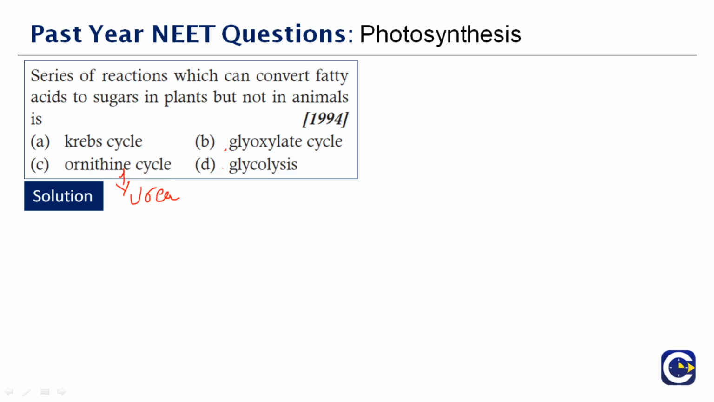The correct answer is the glyoxylate pathway. Several plant structures such as pollen and seeds contain fats. Now these fats, during germination, have to be expelled from the system.